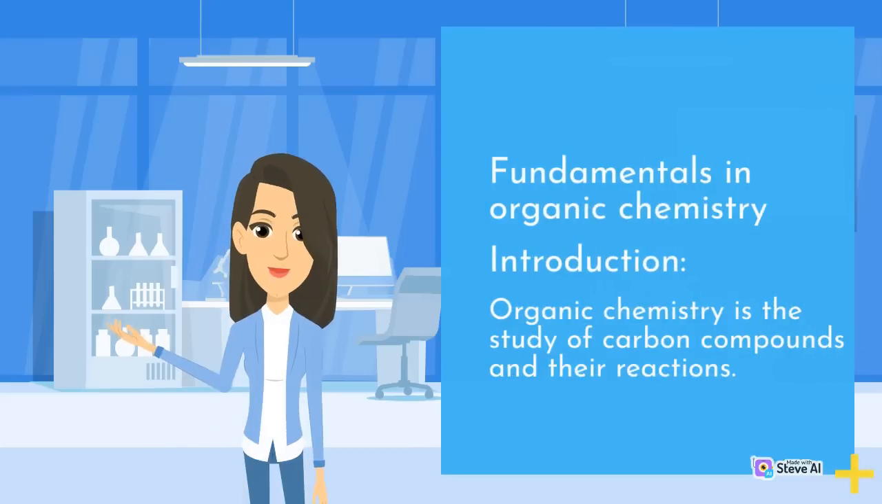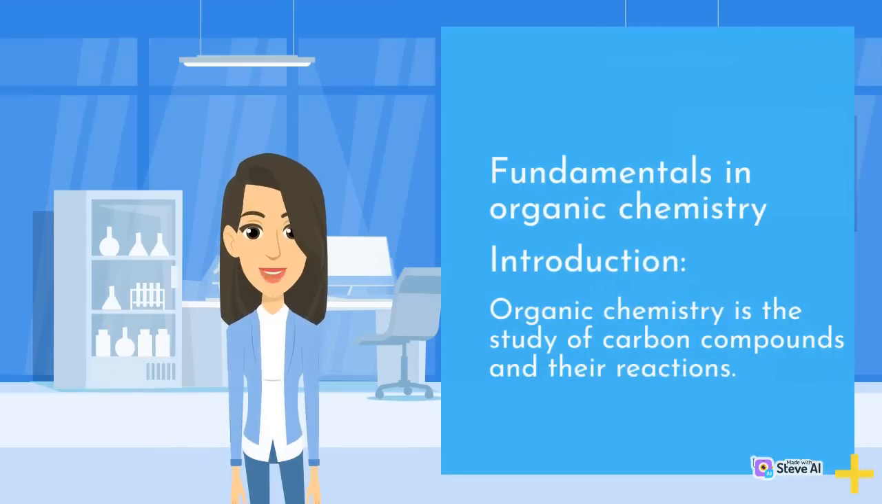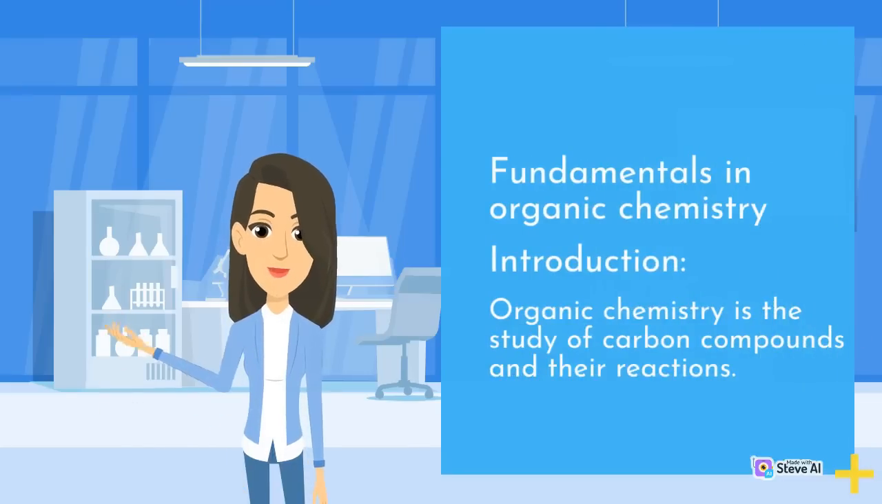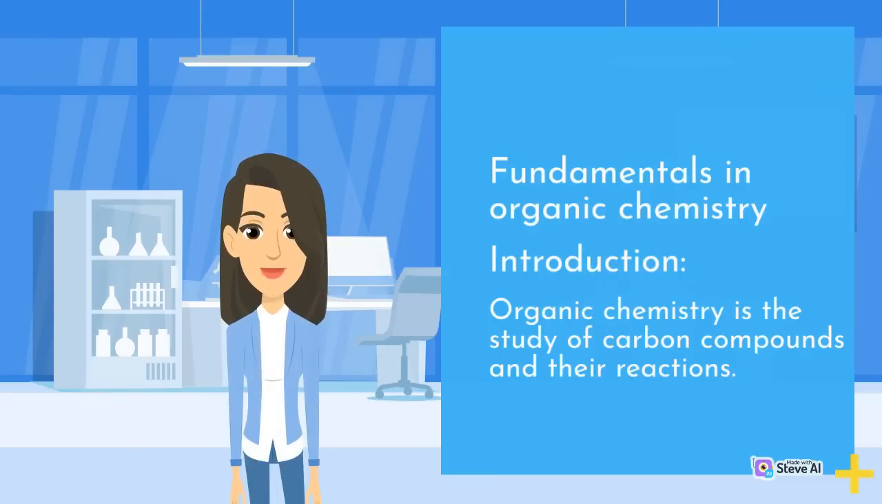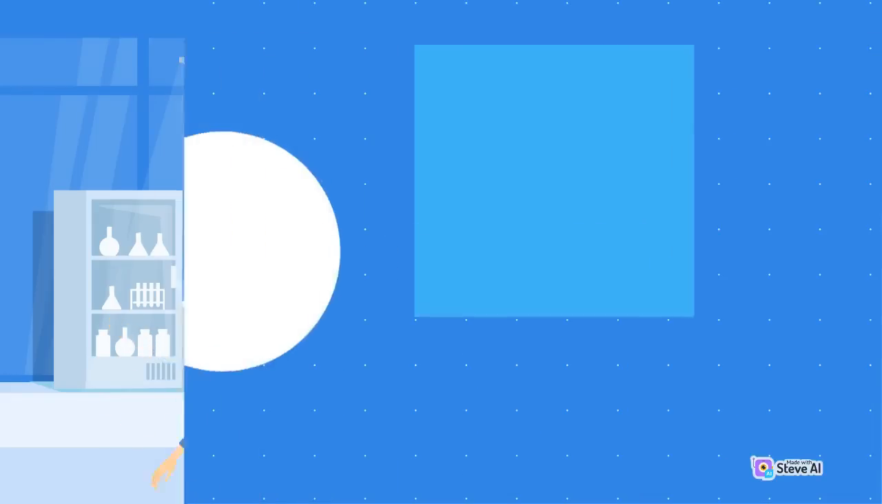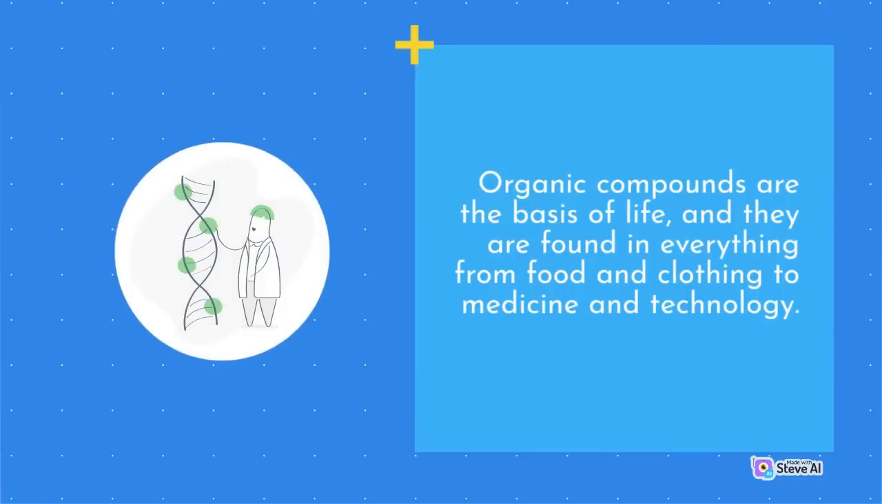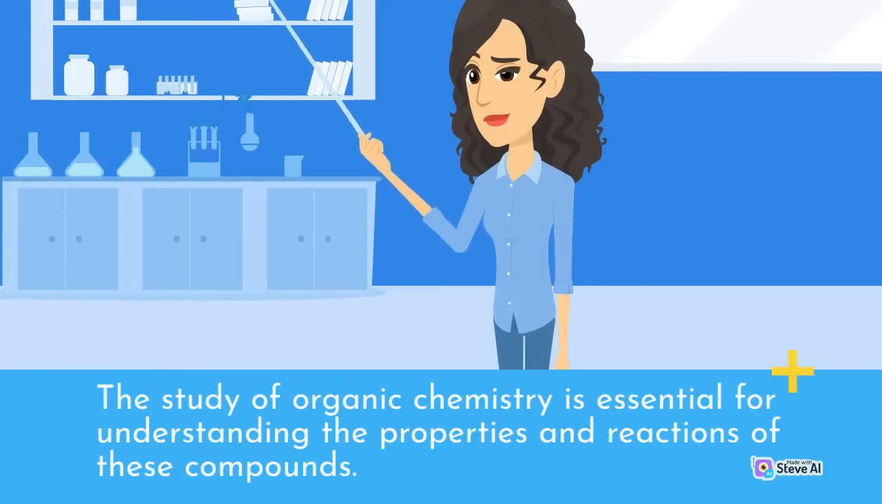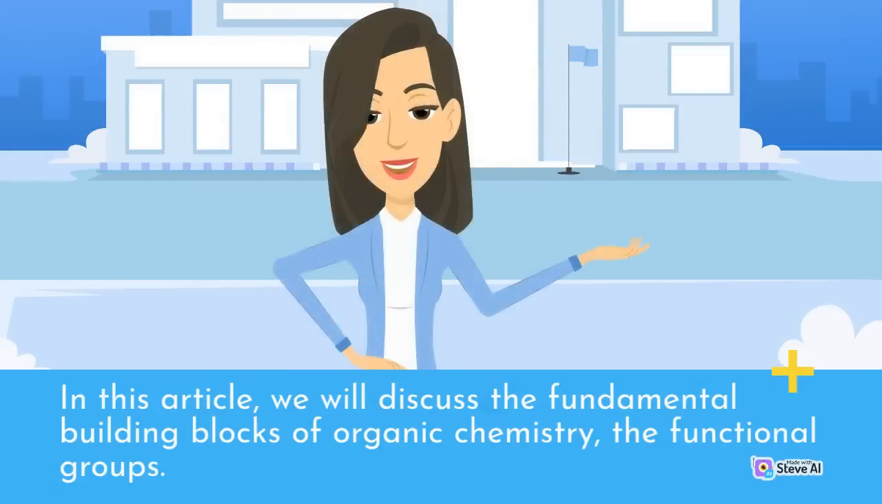Fundamentals in Organic Chemistry. Introduction. Organic chemistry is the study of carbon compounds and their reactions. Organic compounds are the basis of life, and they are found in everything from food and clothing to medicine and technology. The study of organic chemistry is essential for understanding the properties and reactions of these compounds. In this article, we will discuss the fundamental building blocks of organic chemistry, the functional groups.